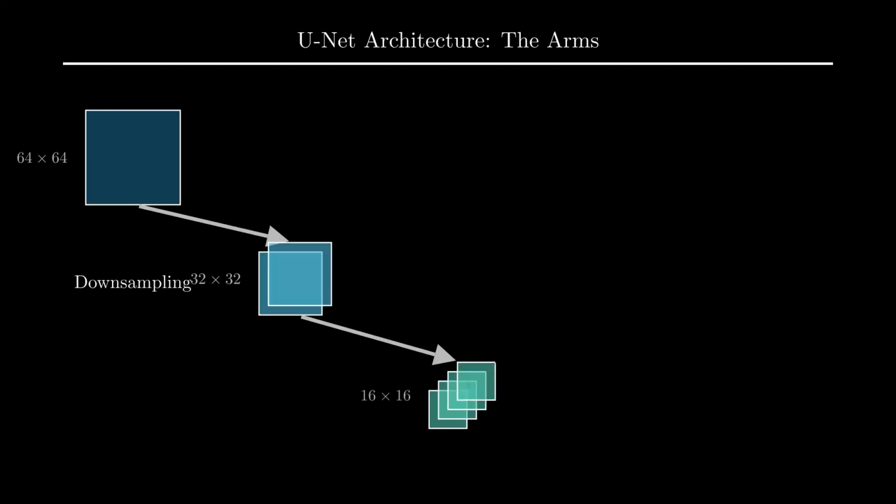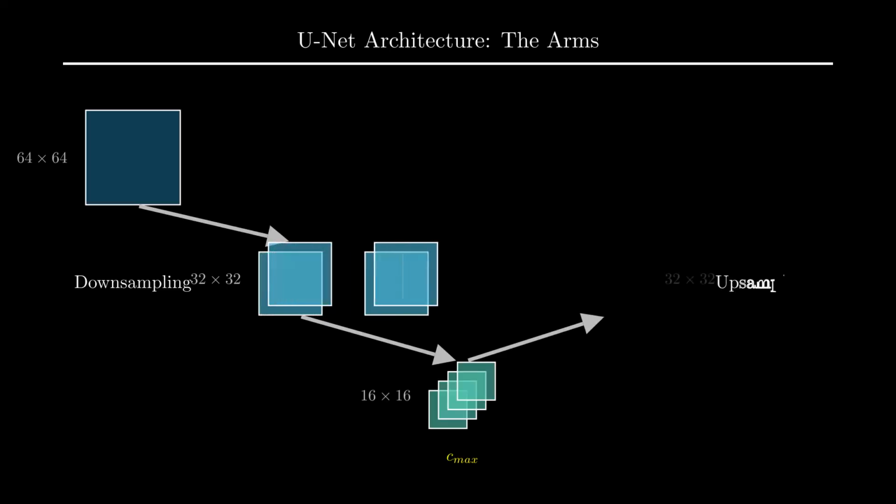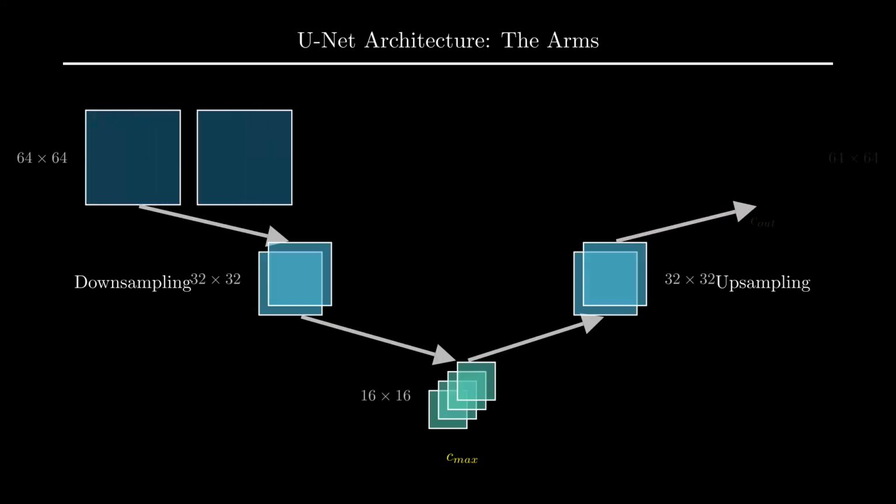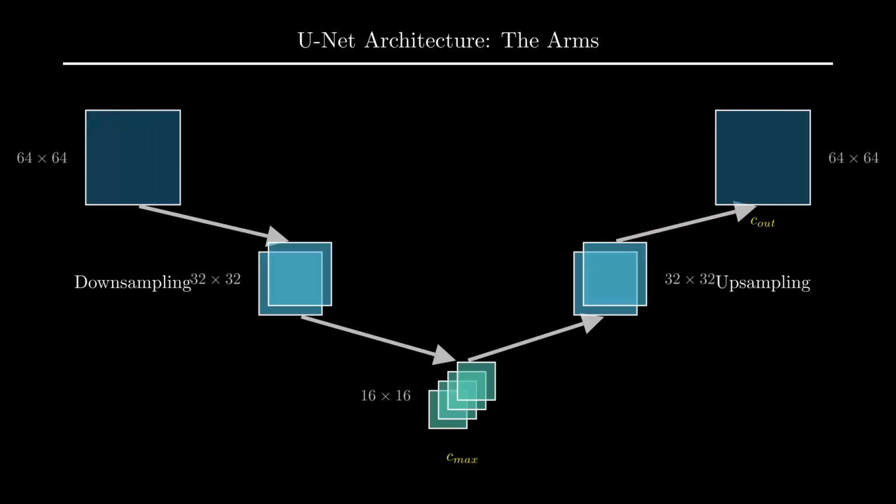By the time we reach the bottleneck at the bottom, the image is tiny, perhaps 16 by 16, but the stack of feature maps is deep, containing rich, abstract concepts about what the image represents. But we can't output a tiny abstract concept. We need pixels, so we enter the decoder arm. Here, we reverse the process. We upsample, stretching the grid back out, step by step, until we return to our original resolution.